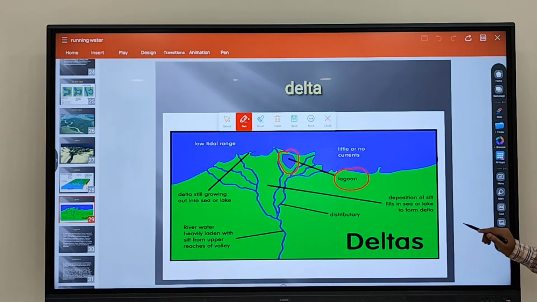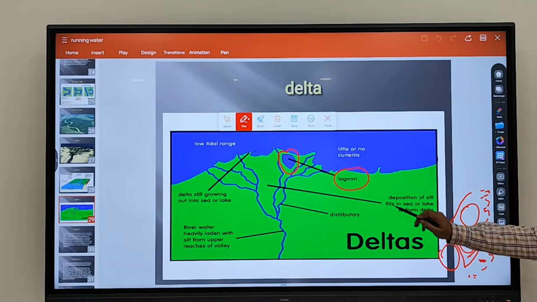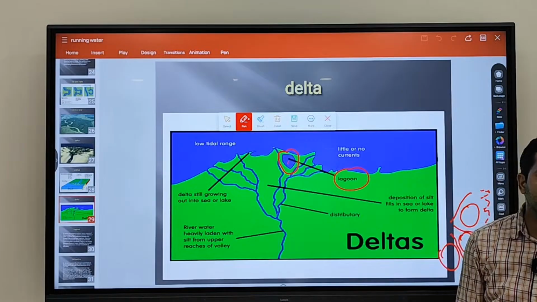So as we discussed, when a river is flowing like this, what is happening? They are depositing sediments over here. And rivers are joining which one? Oceans. But let's say if sediments start depositing like this, then what will happen? This part is cut off from the river water. Then it is going to form a lagoon.